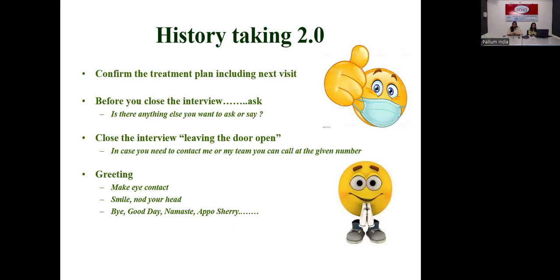Close the interview, leaving the door open. In case you need to contact me or my team, you can call at the given number. Make sure you don't say, you can call me at any time. That is not a very proper way of saying it. You can say, I'll be available from such and such time to such and such time, on such and such days. These are my available times, or you can directly come to the hospital, the IP or the OP. So leave the door open. Greeting: make eye contact again, smile, nod your head, and say goodbye or namaste or whatever it is.